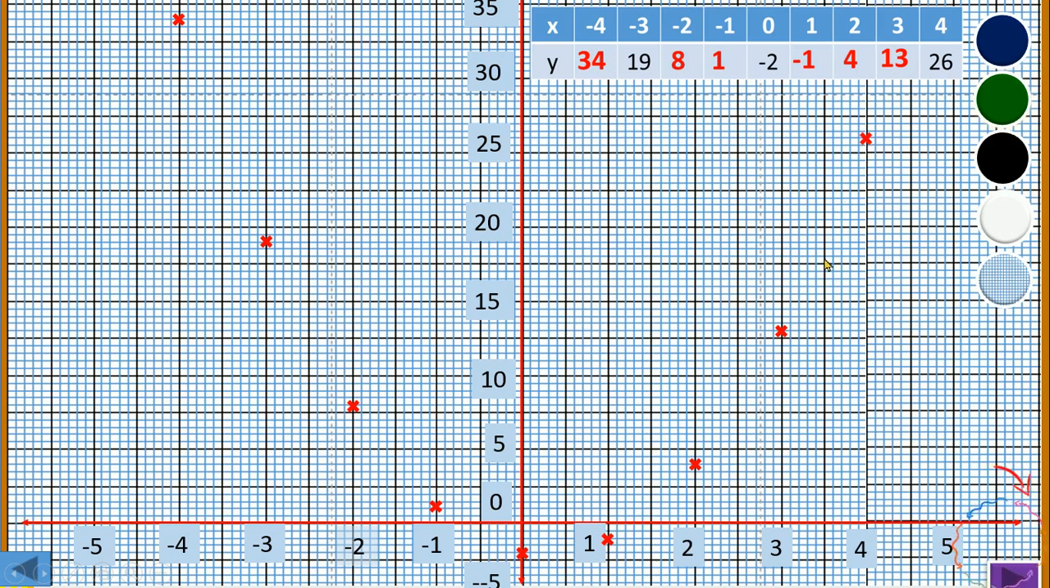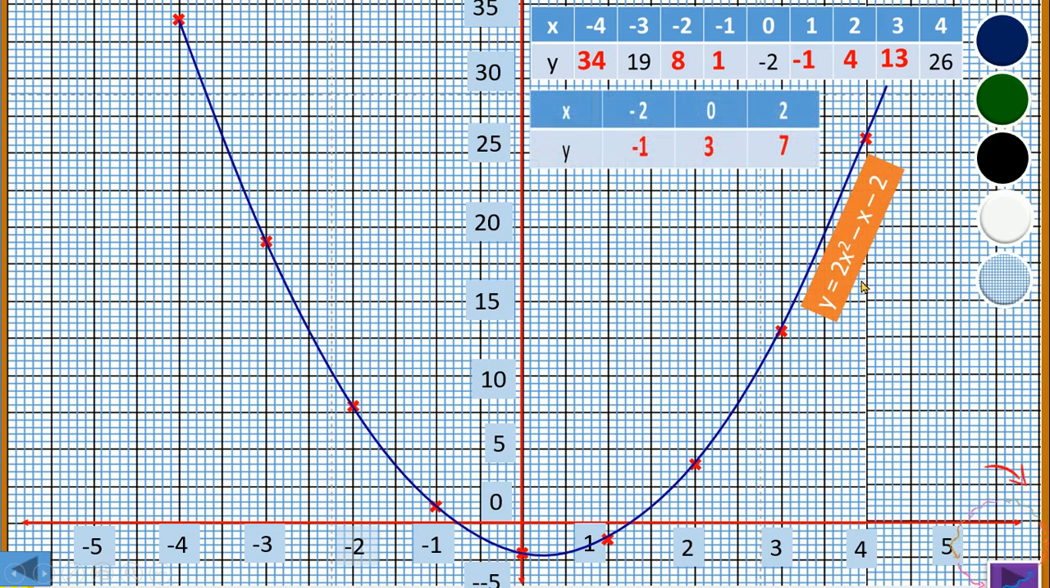Now, we are going to join these points with a smooth curve, starting from this end. The blue line represents the quadratic function y is equal to 2x squared minus x minus 2. Now, with this table, we are going to plot the linear function using the same scales.